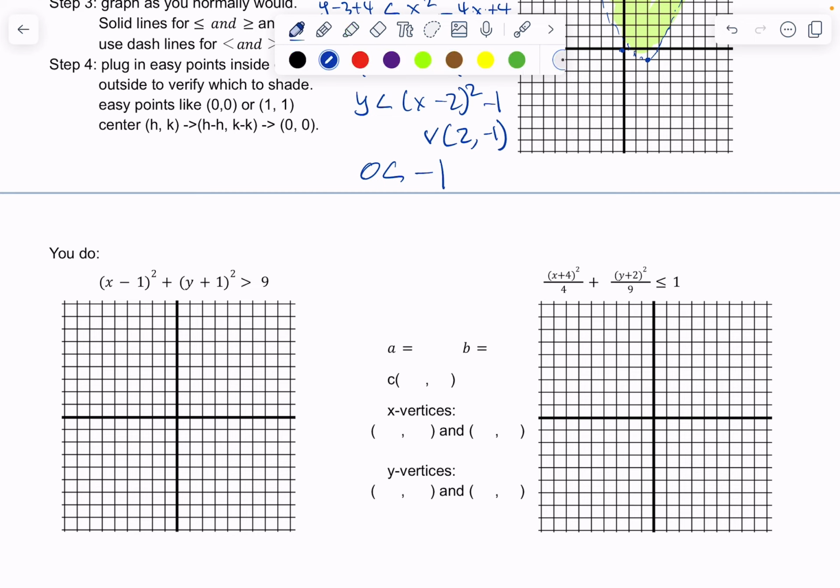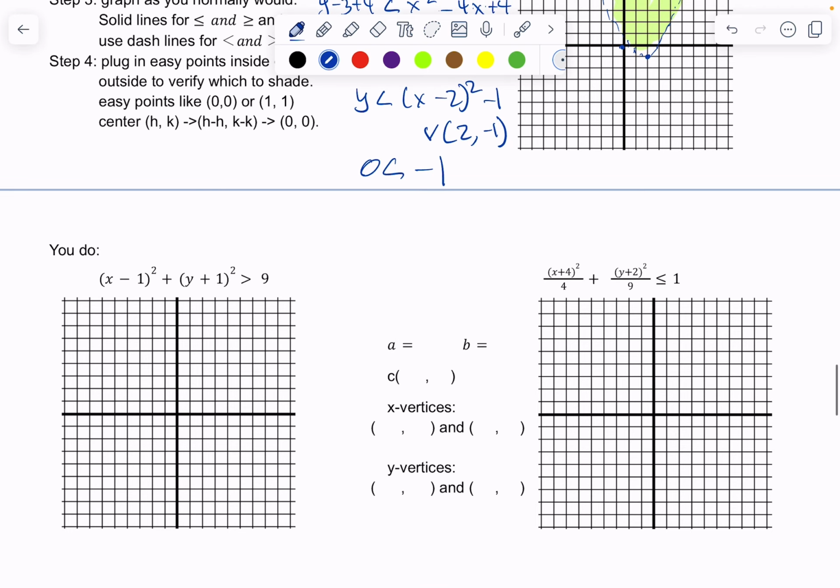Next problem. I'm giving you a circle in standard form, so that makes it pretty easy for you. Your center should be 1, negative 1, and your radius is 3. So 1, negative 1 is this location with a radius of 3. These are my points. It's a greater than, so it's a dashed line.